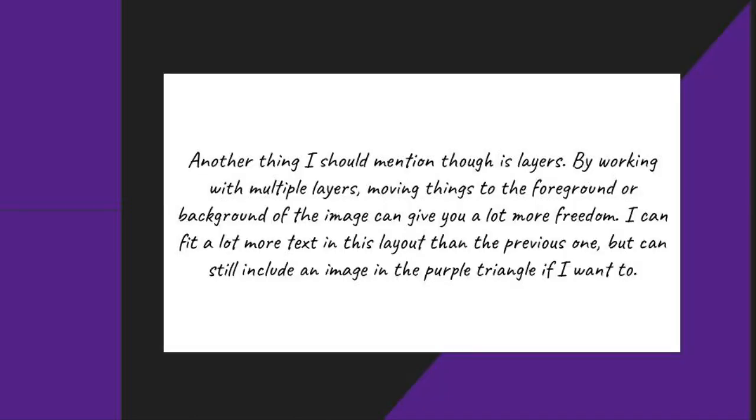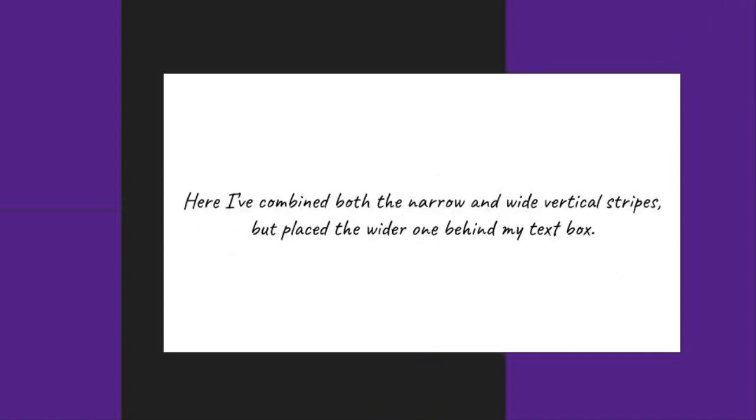Another thing I should mention though is layers. By working with multiple layers, moving things to the foreground or background of the image can give you a lot more freedom. I can fit a lot more text in this layout than the previous one, but can still include an image in the purple triangle if I want to. Here I've combined both the narrow and wide vertical stripes, but placed the wider one behind my text box.